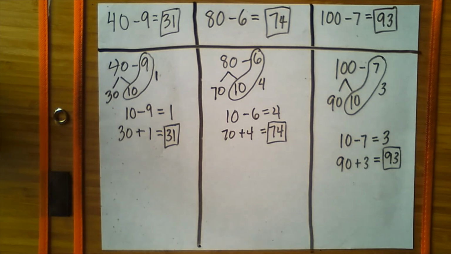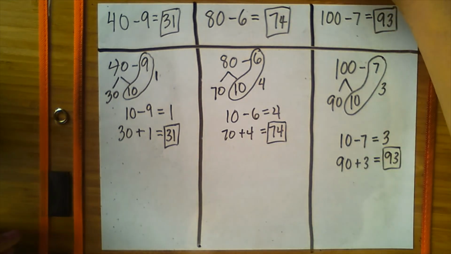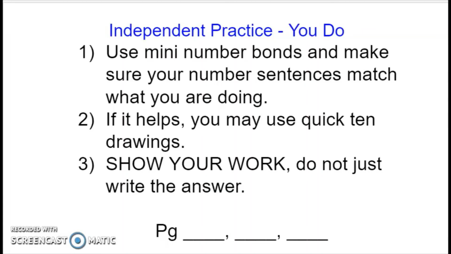Let's go ahead and talk about what I want you guys to keep in mind while you're working through the independent practice and your exit ticket. My friends, as you move into independent practice, I want you to think about these 3 different things, okay? Number 1, use mini number bonds and make sure your number sentences match what you are doing. Number 2, if it helps, you may use Quick 10 drawings like I did in the first part of my teacher model. Number 3, show your work. Do not just write the answer. I will not accept that work. You need to show your work.